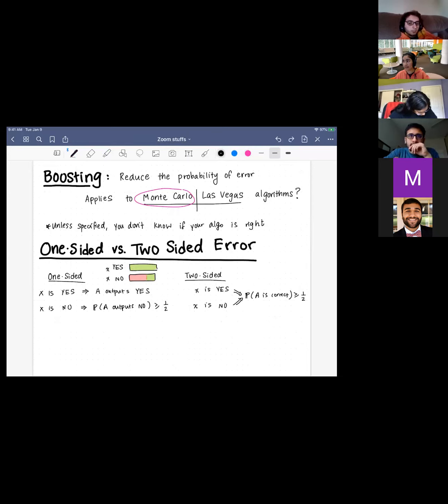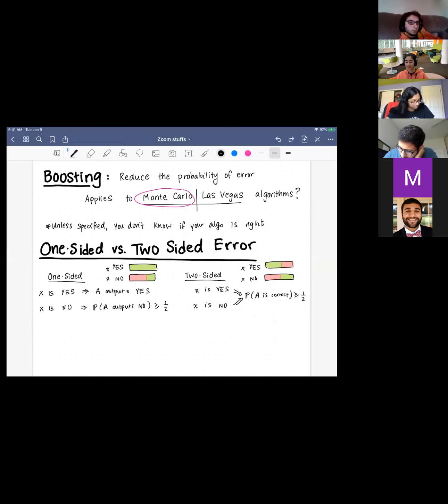We can do a similar thing for two-sided error: if X is a yes instance versus if X is a no instance. In this case, both of our sides are bounded. If X is a yes instance, you might say yes, but you might also say no. And if X is a no instance, you might say no, but you might also say yes. This visually displays the idea that regardless of what answer the algorithm gives, if it says no, you could be in either yes or no. And if it says yes, you could be in either yes or no. So either way, you aren't really sure because the error is two-sided.